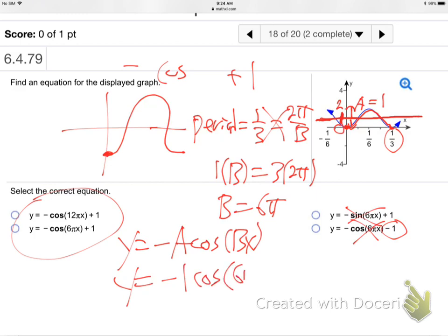Cosine, and the b is 6 pi x. There it is. That's as hard as they're going to get, I promise. No harder than that. Turning a graph into an equation. Is that good?